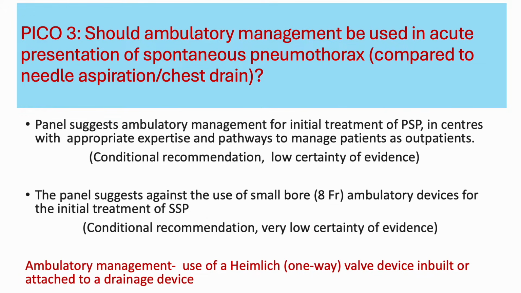So they recommend against using a small bore ambulatory device or an 8 French chest drain for such patients with secondary spontaneous pneumothorax, because if you're sending them home, you might as well send them with a better size of chest drain. Again, it is a conditional recommendation because the certainty of evidence is low, and the data suggests that there was a decrease in hospitalization length.